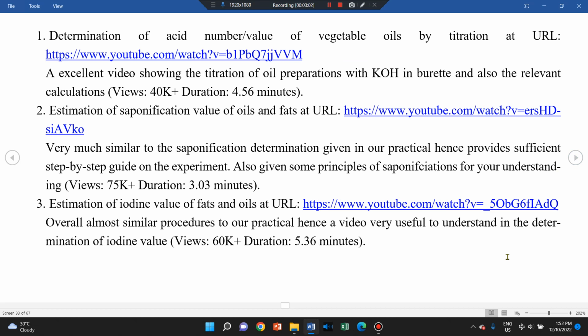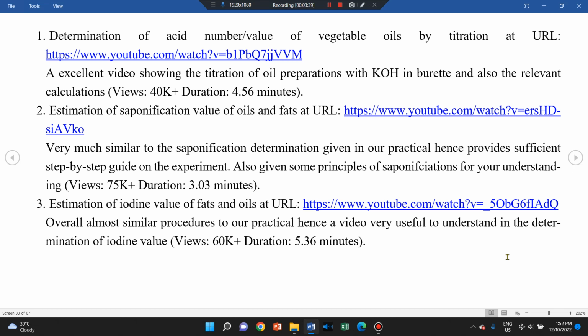Here you have the acid number or acid value, one video of up to 5 minutes that looks into titration of oil with the use of potassium hydroxide put in the burette, and also the calculation related to the acid value. And then you have saponification value determination, provided with one more video that is 3 minutes long.